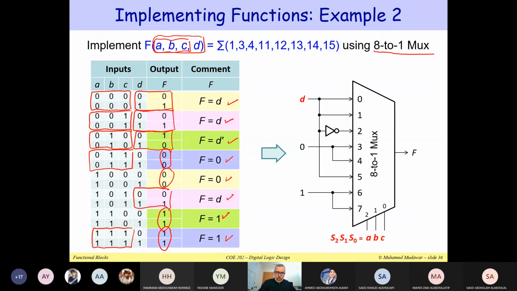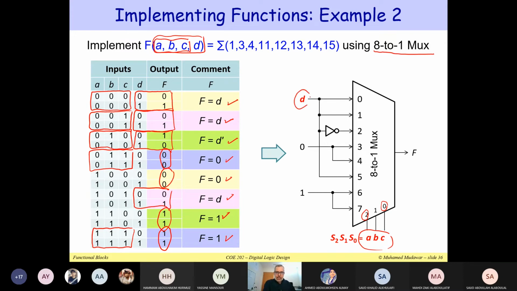So now we can draw the 8-to-1 multiplexer. Notice I did not use a 16-to-1, even though we had 4 input variables. I only used 3 for selection, A, B, C. Notice that A here is the most significant. This is actually bit 2, and C is the least significant, bit 0.